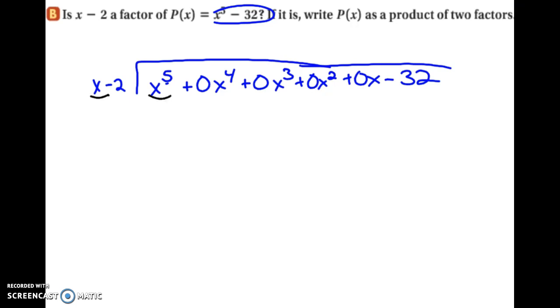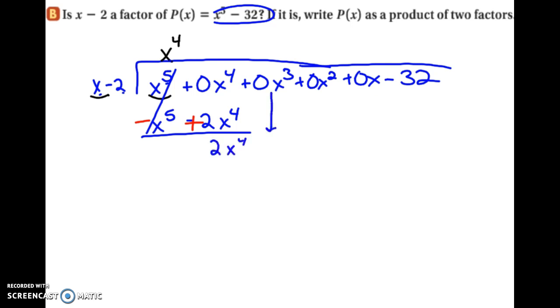What do we multiply our first term by to match x to the 5th? And the answer would be x to the 4th. So I distribute that. X to the 4th times x is x to the 5th. X to the 4th times negative 2 is negative 2x to the 4th. Change both of those signs. So these cancel, so we have a positive 2x to the 4th. Bring down the next term.